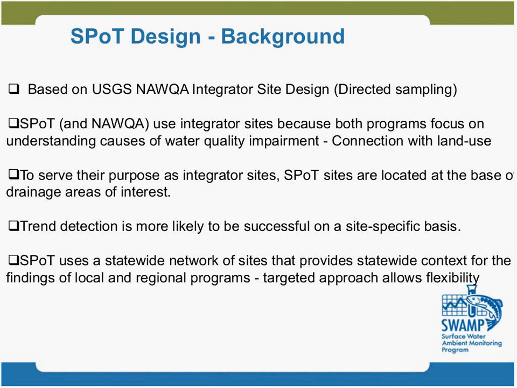We use a network of sites that provide the statewide context for findings of local and regional programs. So we're trying to use SPoT combined with local and regional data, for example stormwater monitoring programs or other SWAMP regional monitoring programs, to look at these results and then put that in the context of statewide trends. Having targeted sites allows some flexibility to match data with these sites.